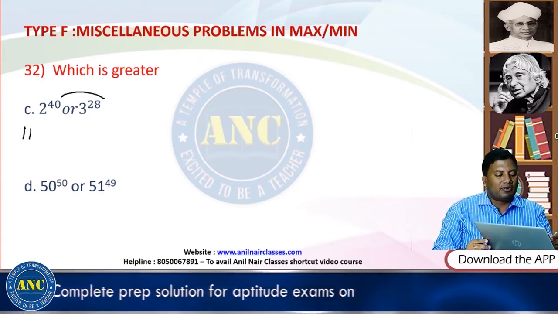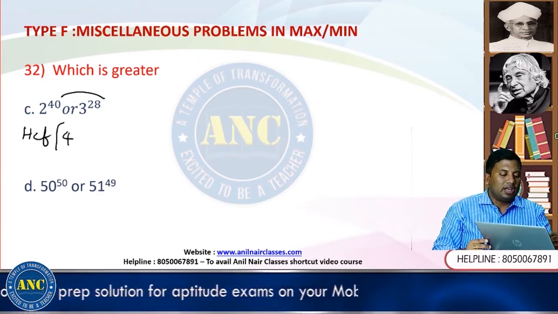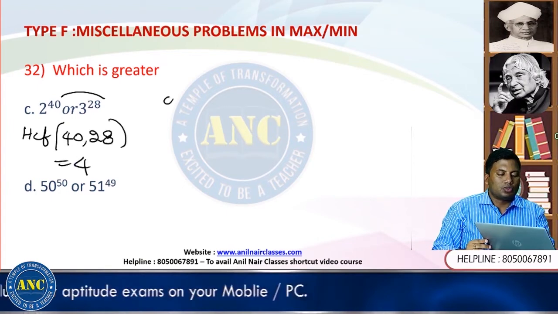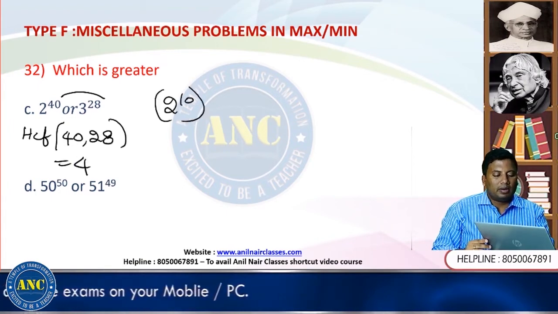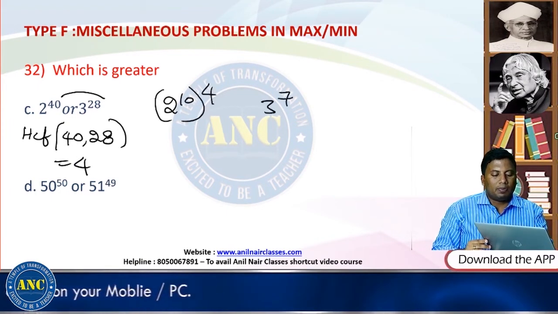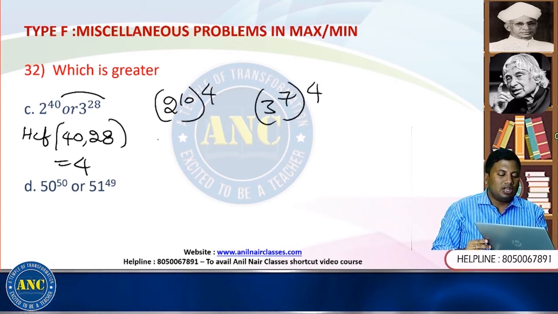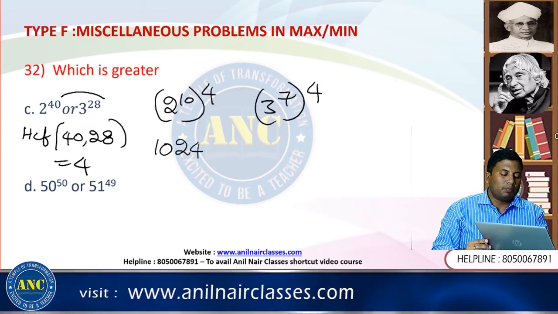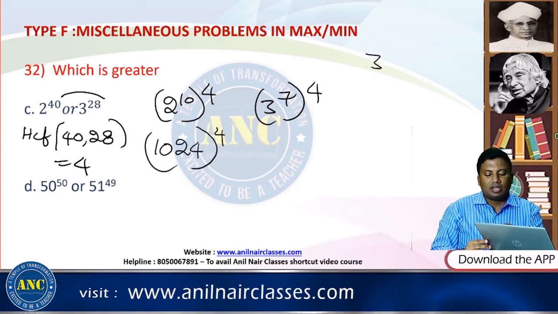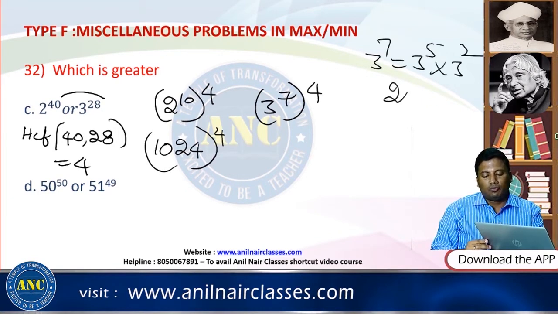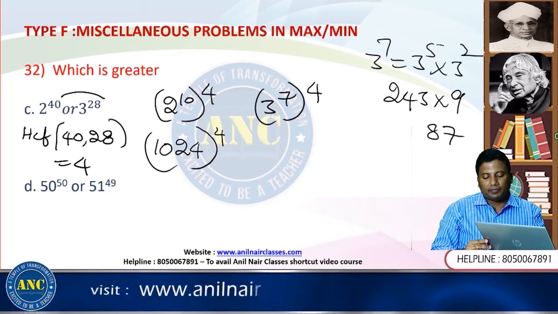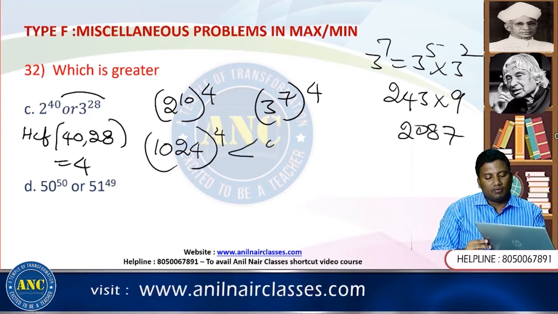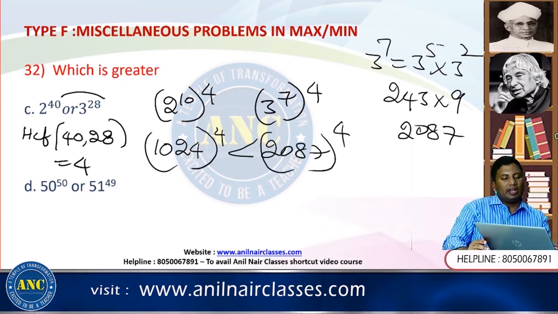Take the HCF of 40 and 28, which is 4. So it is 2 power 10 power 4 and it is 3 power 7 power 4. This is 1024 power 4. 3 power 7 is 3 power 5 into 3 square, which is 243 into 9, which is 2187, which is nothing but 2187 power 4. I hope the idea is clear.